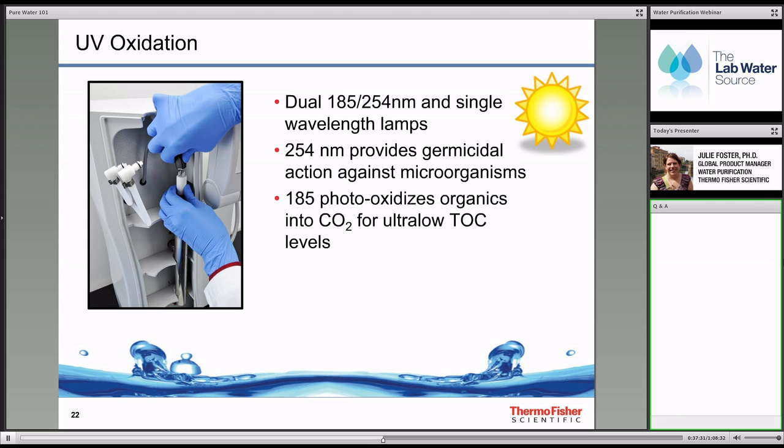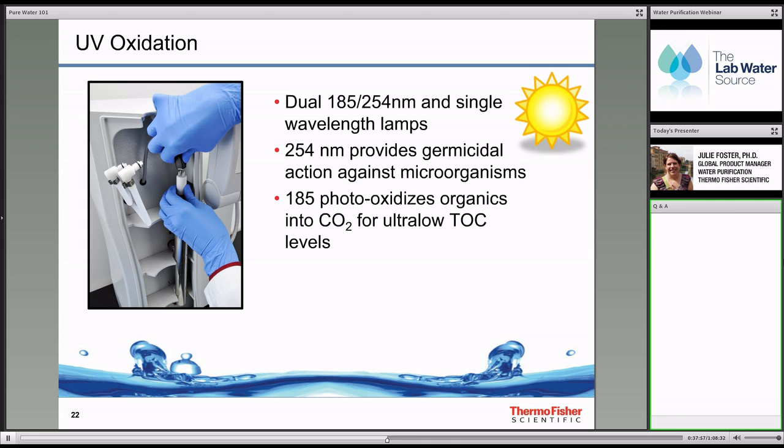So again, the advantage of having a UV lamp in a water system is that it will oxidize the organics. It'll enable the system to remove the organics, and you'll get down to a total organic level of less than 5 parts per billion.